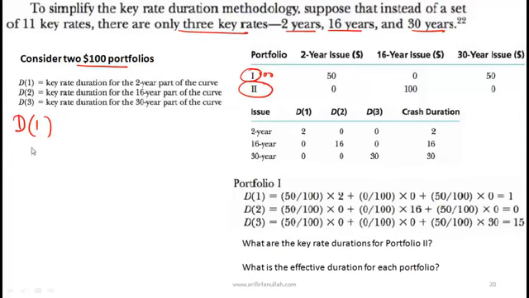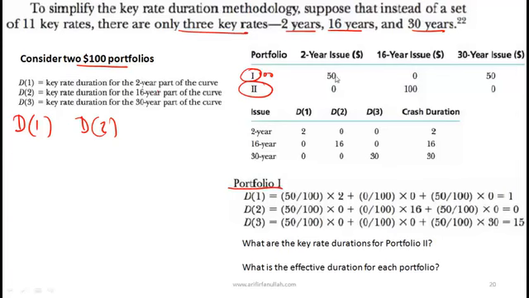Okay, so what does D2 mean? It is the key rate duration for the 16-year part of the curve. So what's the interpretation of D2? The interpretation of D2 is that if the 2-year rate goes up by 1%, then what will happen to the value of our portfolio? Okay, now let's go through the rest of this example. Let's focus on portfolio 1. What was portfolio 1?